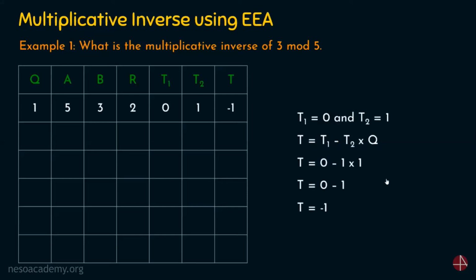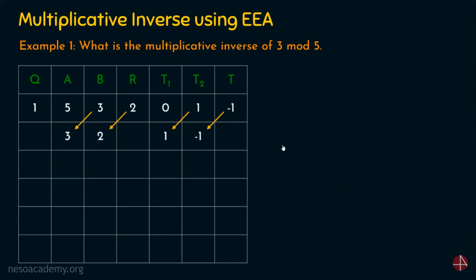Then what is the condition? First, it should always be T1 = 0, T2 = 1. And the formula for calculating T is T1 minus T2 into Q. So what are the T1 values? T1 is 0, T2 is 1. So 0 minus 1 into Q. First you multiply T2 into Q, so 1 into 1, which is 1. So T here is minus 1.